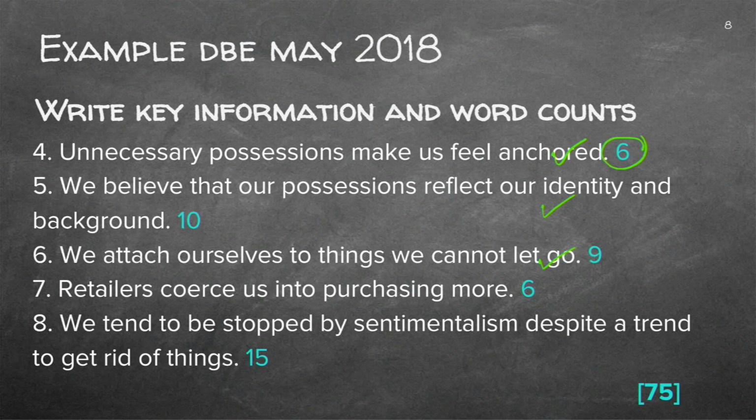As I said, 6 words there, 10 words there, 9 words there. Retailers coerce us into purchasing more things. 6 there. You'll find these points in the various paragraphs as you read it, right? We tend to be stopped by sentimentalism despite a trend to get rid of things. 15 there. So we've got, in fact, 8 points here.